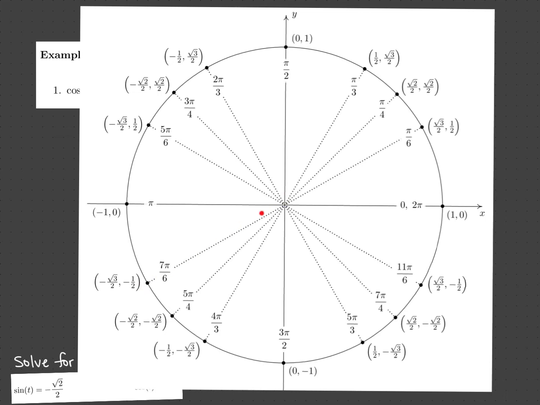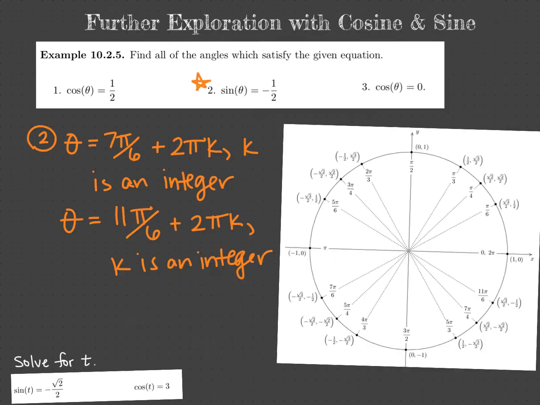So all the theta equals 7 pi over 6 plus any time we go all the way around. Then same with 11 pi over 6. The sine is negative 1/2 at 11 pi over 6 plus anytime we go 2 pi k around, where k is an integer. So this is how we can write these two answers here for answering what theta could be, so that sine of theta is negative 1/2.